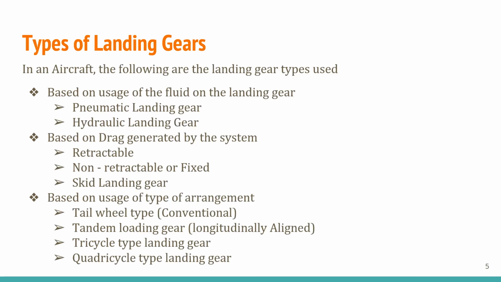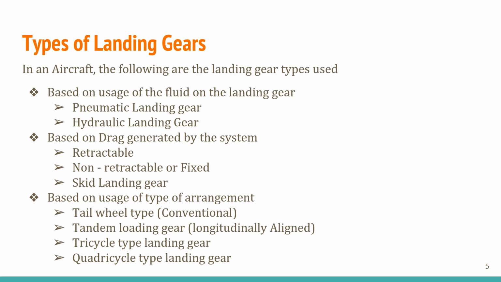There are different types of landing gears used in the aircraft. Based on the usage of fluid in the landing gear, we can classify the landing gear into two different types: one is pneumatic landing gear and another is hydraulic landing gear. Based on the drag generated by the system, like the amount of cross-sectional area open to the surface that generates drag, there are retractable landing gear, non-retractable landing gear and the skid landing gear. The skid landing gears are more prominently used for landing on ice and water surfaces.